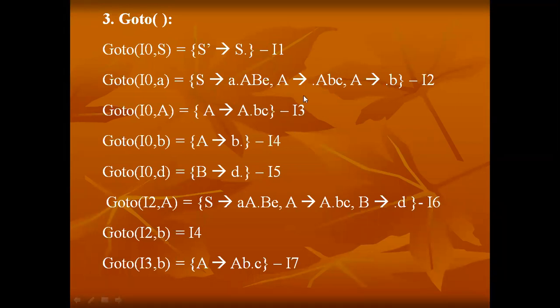And check for the I3. Here I3 is having B. After dot we are having B, right? Now goto of I3 comma B. Now I'm performing the goto function I3 comma B. And this is before processing. After processing, it looks like this. A tends to AB dot C, where A tends to AB dot C is a new production. So the continuation sequence number here, it is an I6. Now it is an I7.